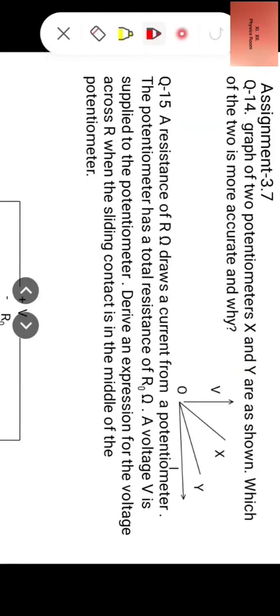Assignment 3.7 continued. Question number 14. Graphs of two potentiometers X and Y are as shown. Which of the two is more accurate and why?